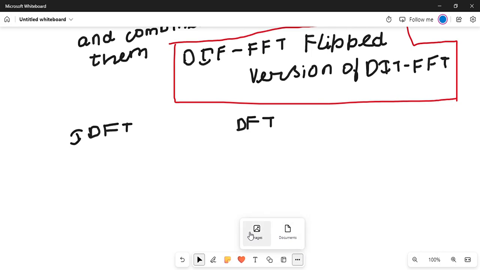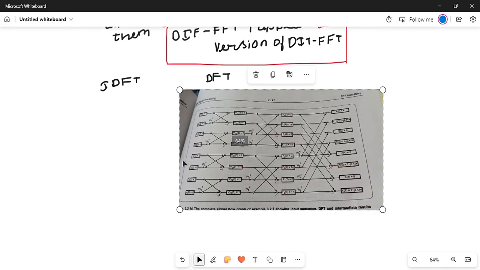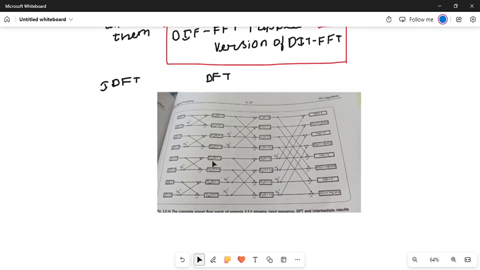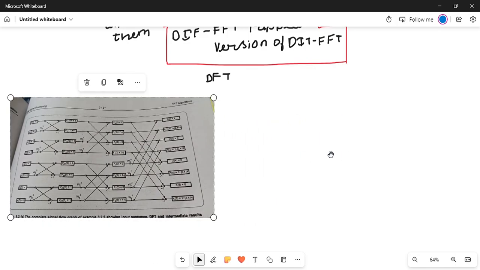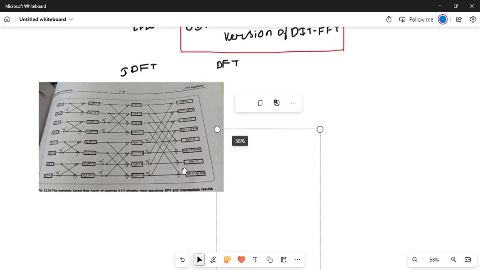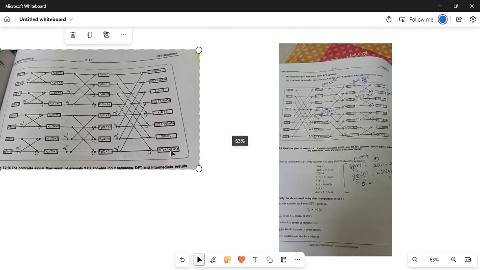I will showcase you both the diagram with respect to that so that you can understand, right? Just a minute. I'll just make it bigger.